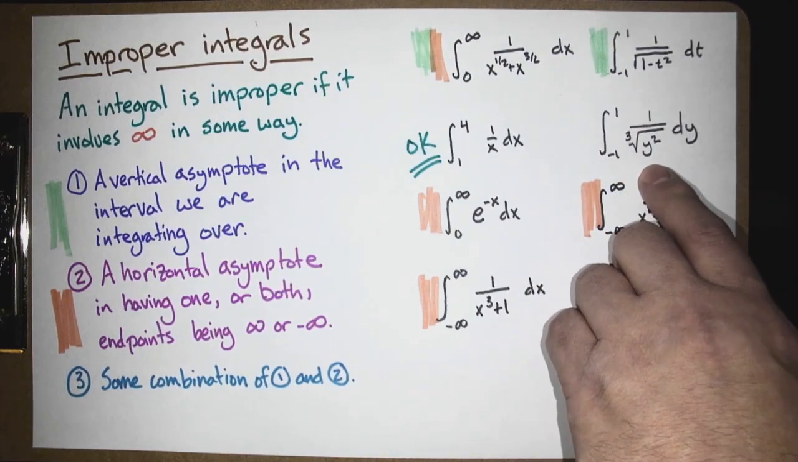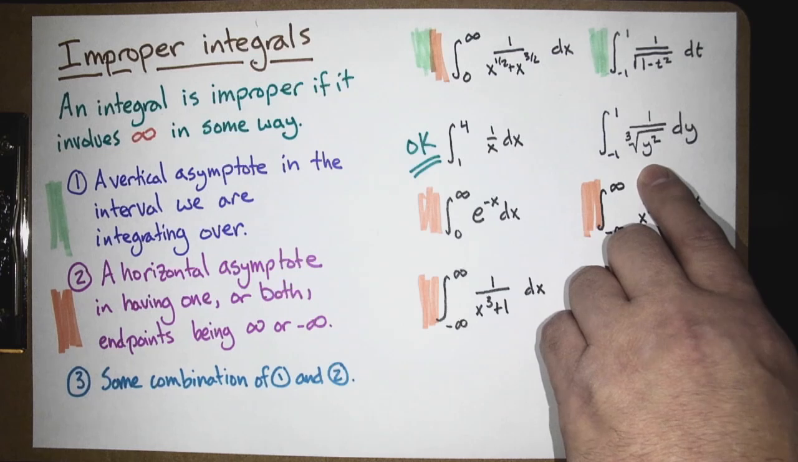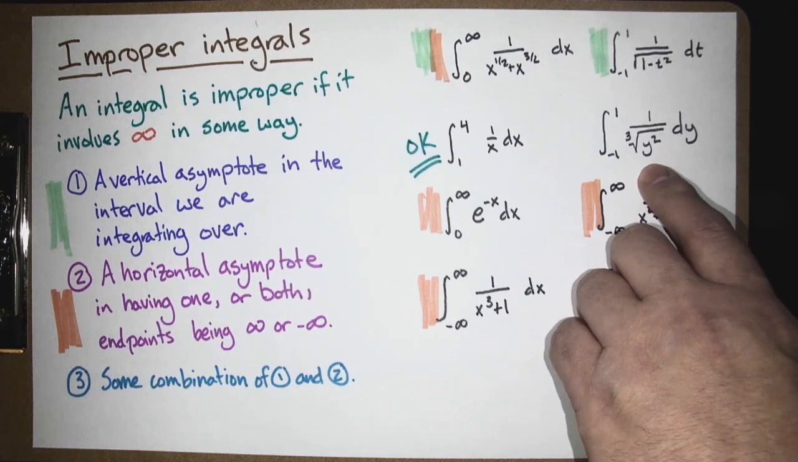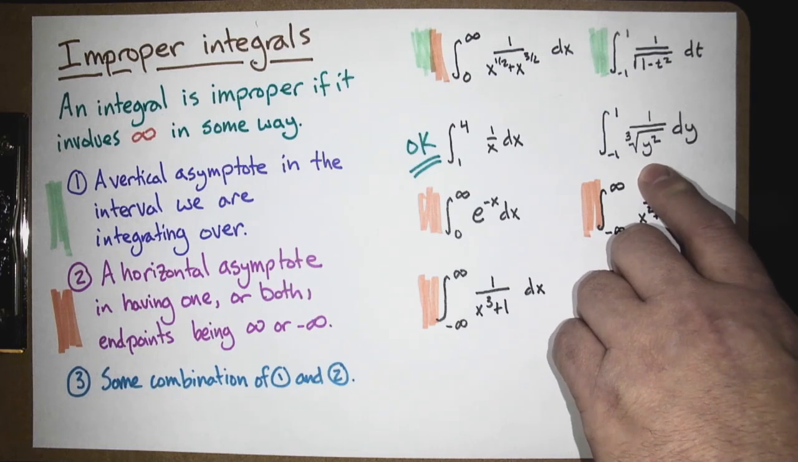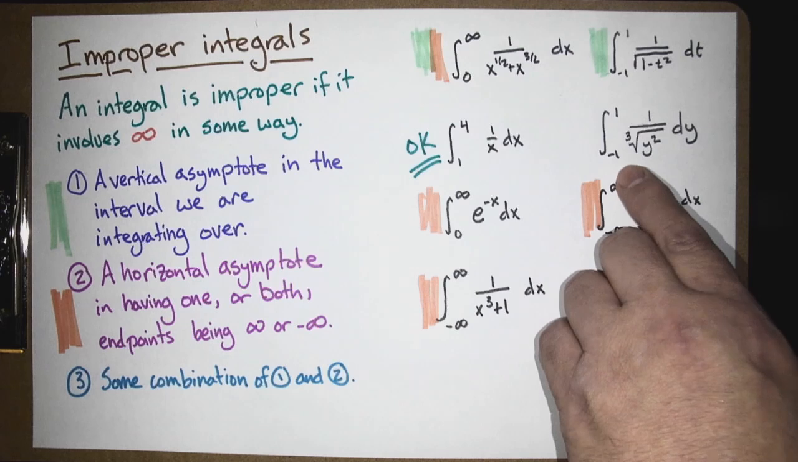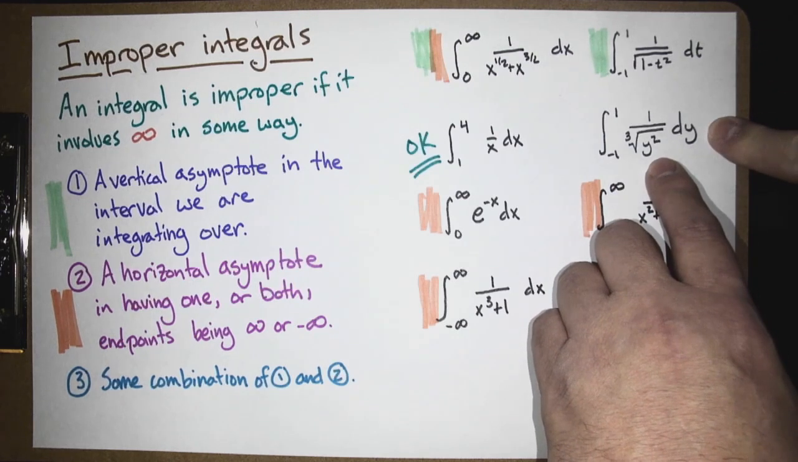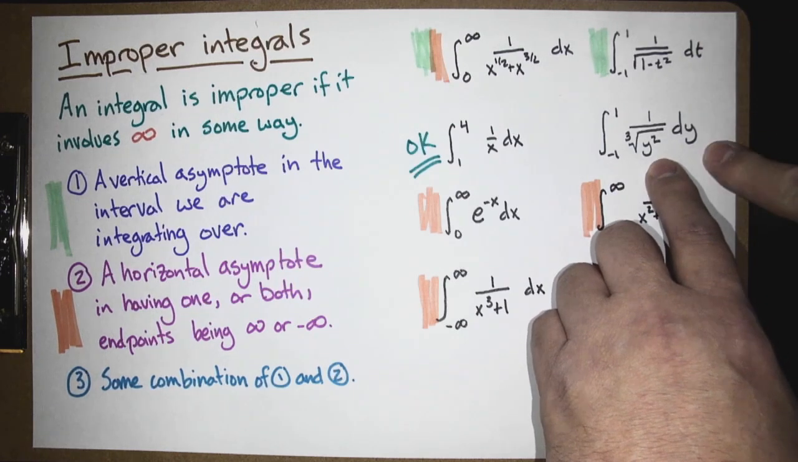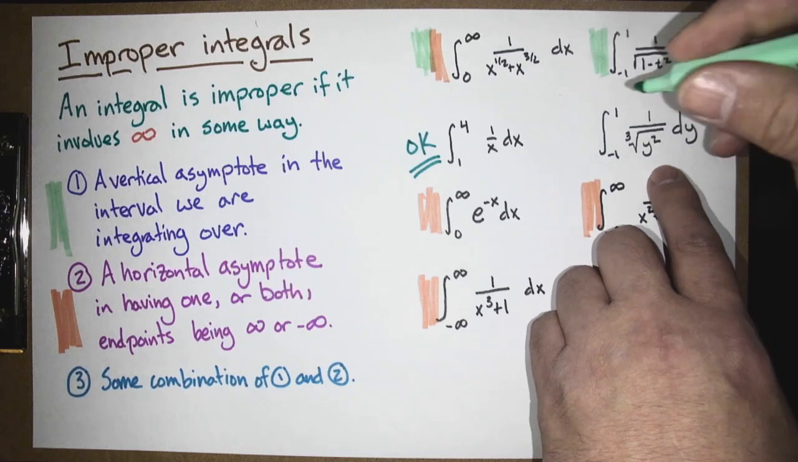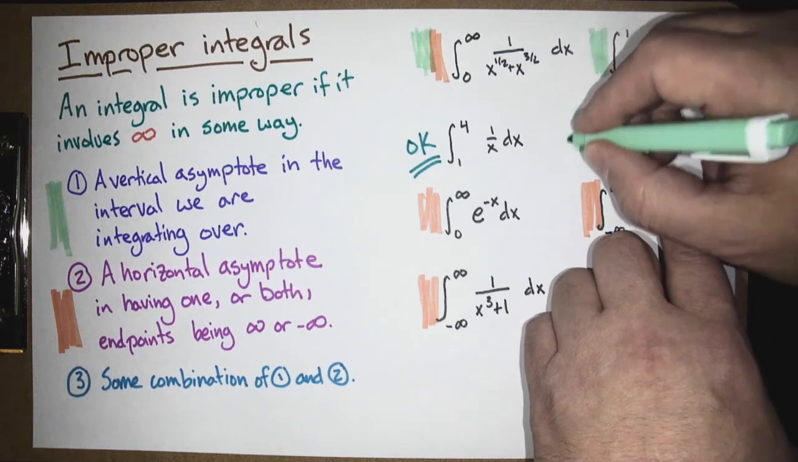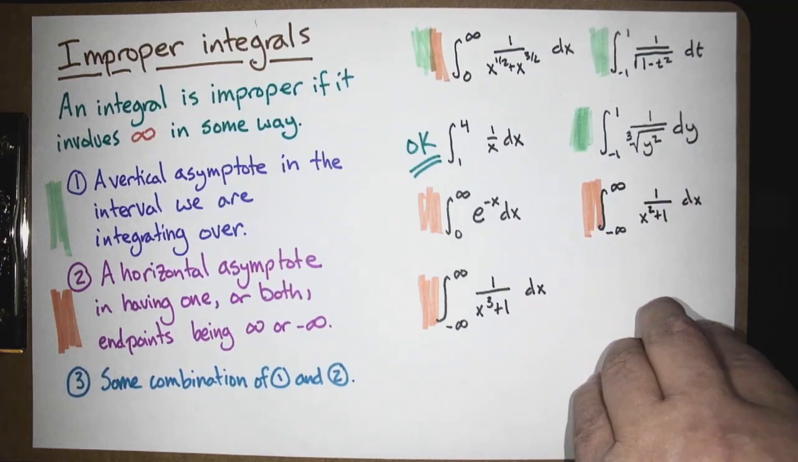How about here? 1 over the cubed root of y squared dy. At 0. Now here, if we compare the previous one to this one, you'll notice our problems were at the endpoints. Here the problem is in the middle. So you have to be open. It could be either case, either at the endpoints or in the middle.